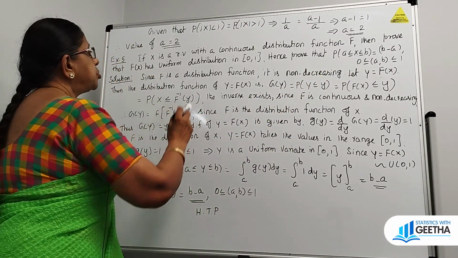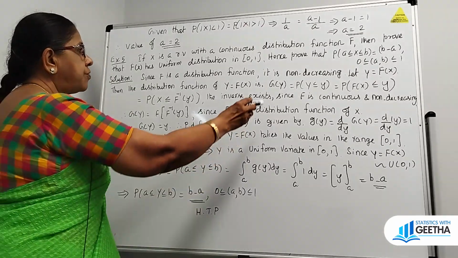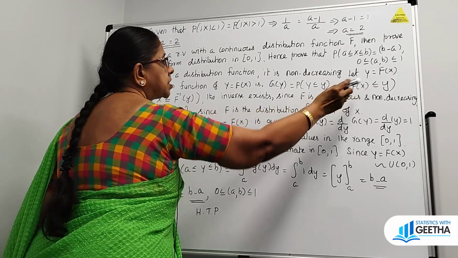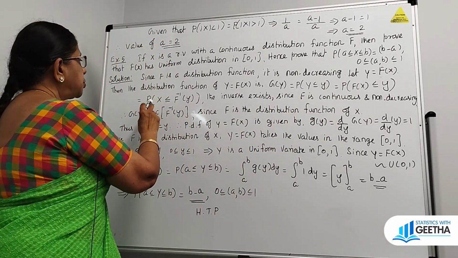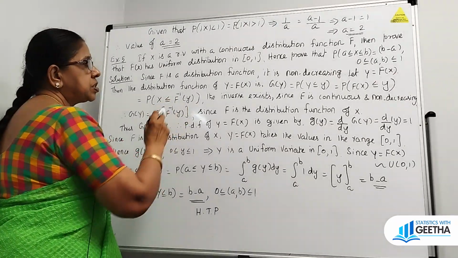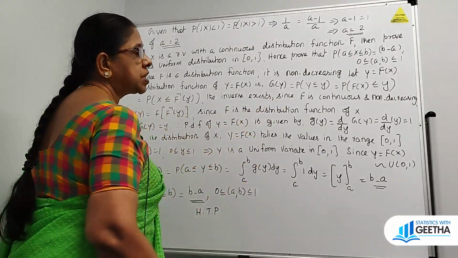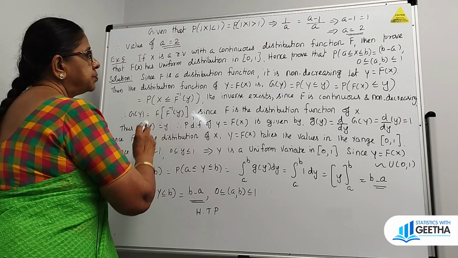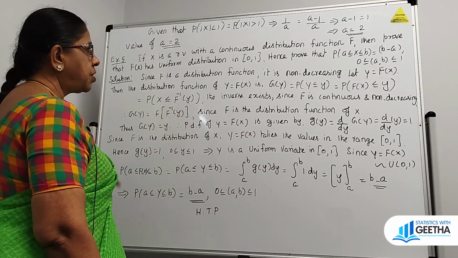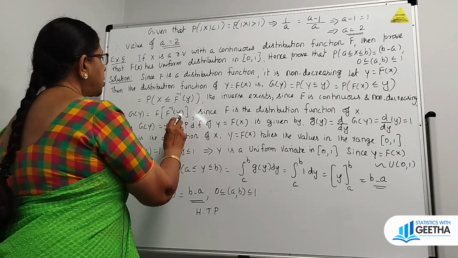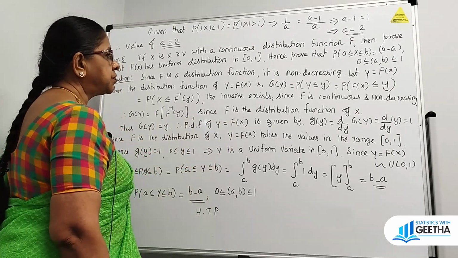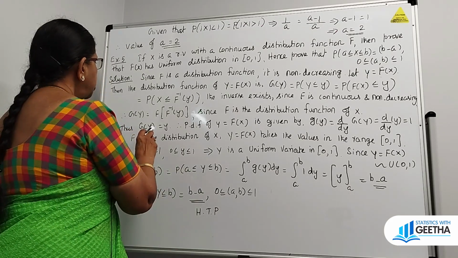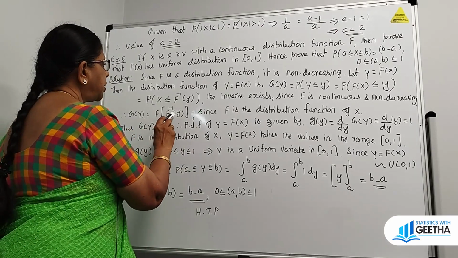Then the distribution function of y equal to F of x is G of y, which is equal to probability of y less than or equal to small y, which is probability of F of x less than or equal to small y. That is equal to probability of x less than or equal to F inverse of y. The inverse exists since F is a continuous and non-decreasing function. So G of y equals F of F inverse of y, because in the place of x, we have F inverse of y. Since F is the distribution function of x, thus G of y equals small y. F into F inverse becomes y.